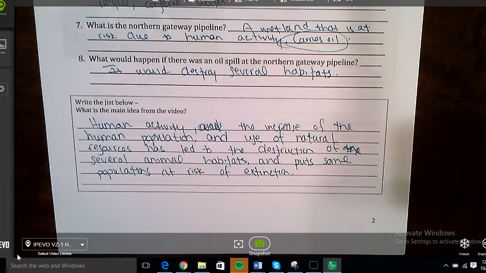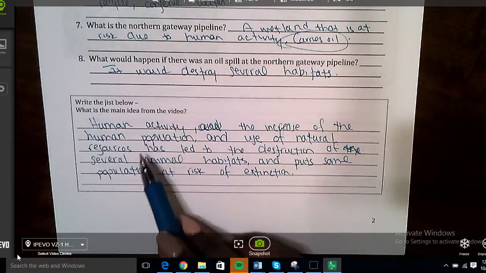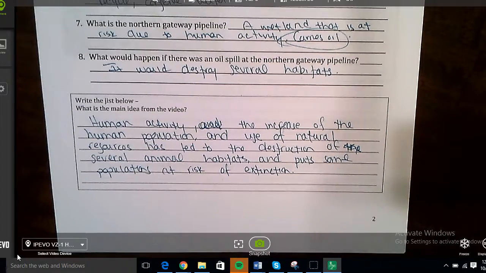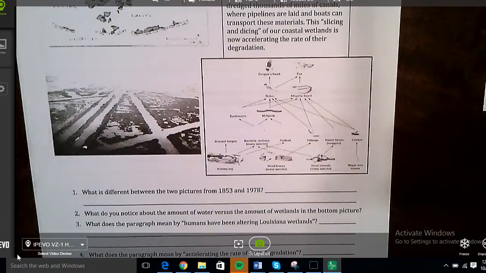Then it says right there just below, what is the main idea from the video? Human activity, the increase of the human population and the use of natural resources has led to the destruction of several animal habitats and puts some populations at risk of extinction. If you need to pause the video here or rewind to make sure you get all these down, go ahead and do that at this time. If not, go ahead and turn the page.